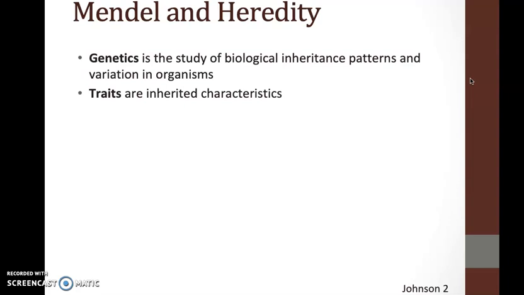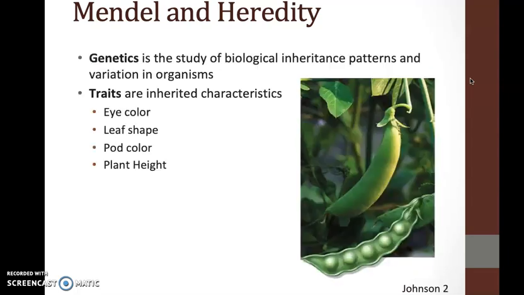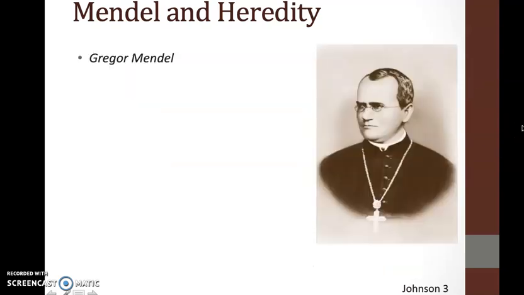Traits are just inherited characteristics. So things like freckles, things like eye color, hair color, types of wings, types of leaves, colors of leaves, or maybe flowers would be a better example. Those are all examples of traits. So there's some great ones. So plant height is one we'll talk about a lot. And this is a pea plant, and we'll talk about why we talk about pea plants right now.